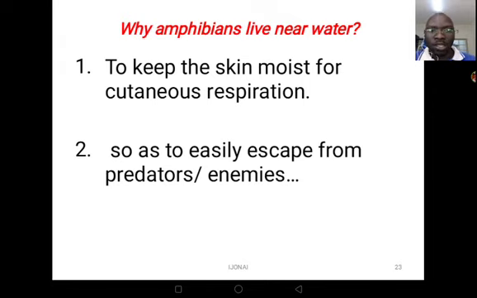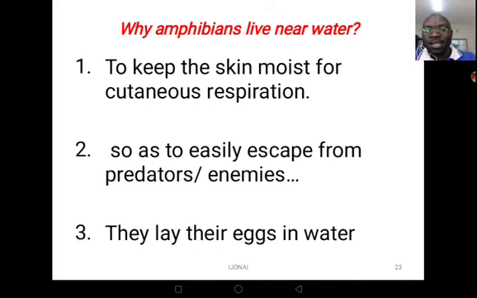The other one is to easily escape from predators or enemies. I am very sure that you've heard frogs crying or making noise at night. When you move closer to them, you don't see them anymore. Yes, simply they dive into the water and the predators cannot see them. So being near water is a very good protection measure against predators.